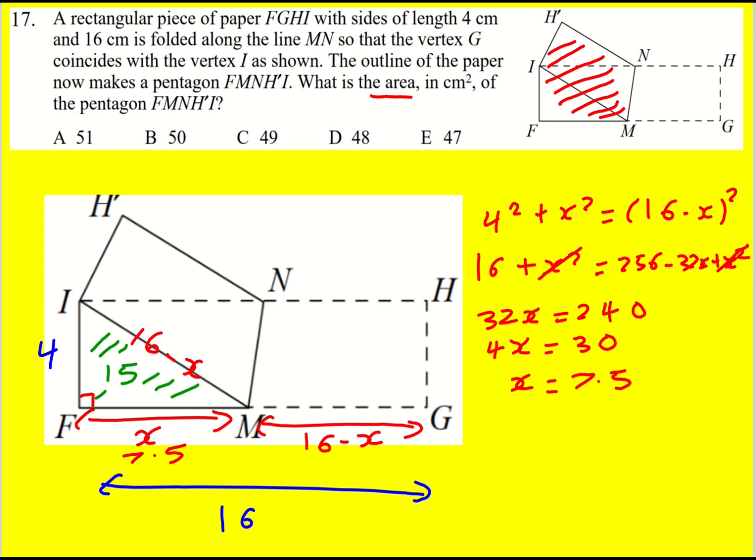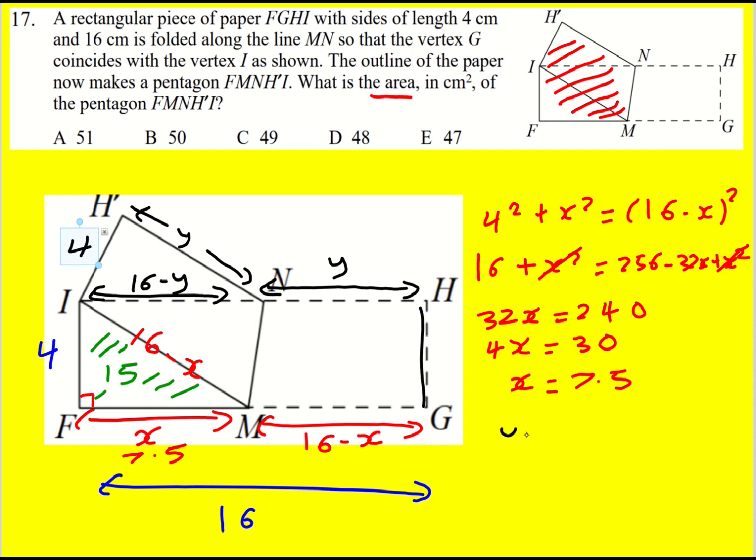Now, I didn't really want to make the same assumption that this is definitely x, although it turns out to be, but I used a similar approach. I said this is y, and therefore this is going to be 16 minus y, and this here must be y because H dash N is the same as NH when you fold it. And finally, this is 4 because it's the same as HG. So we can make the same argument again to say that y is also 7.5, showing they are actually the same, which means that this area here is also 15.